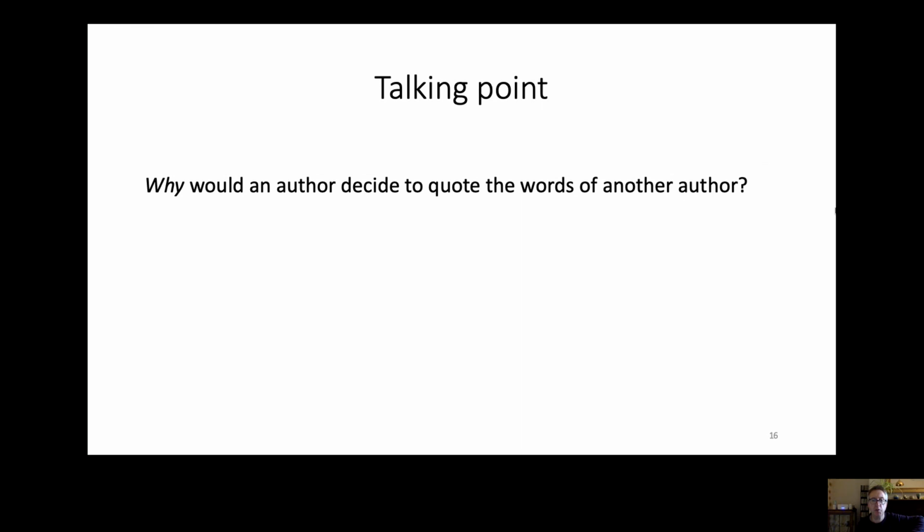So this is a talking point. Why would an author decide to quote the words of another author or the words of another literary text? There are, I think, a great many reasons why someone might choose to do that. So I'm going to invite you to pause the recording and write down as many possible answers to this question as you can think of.